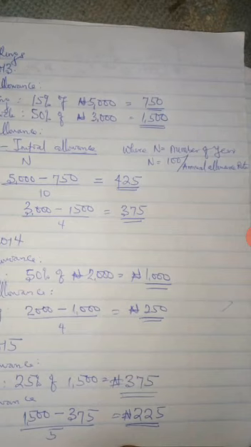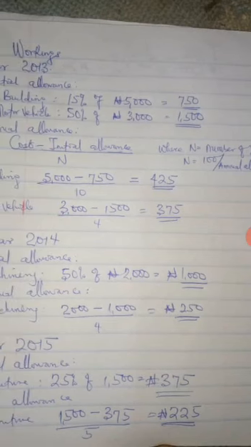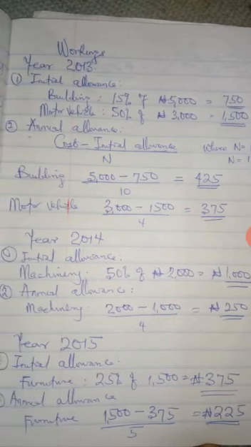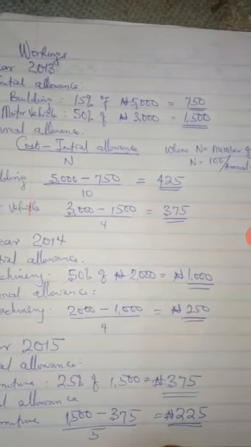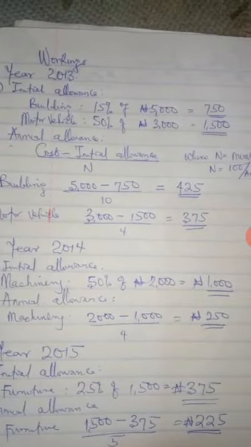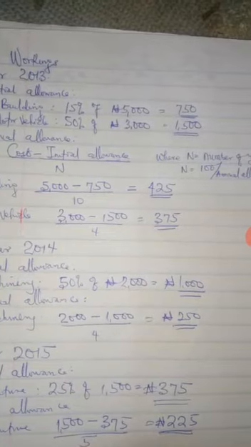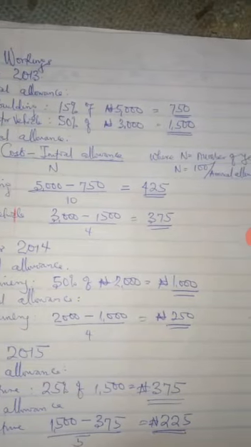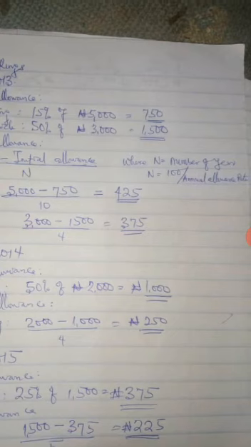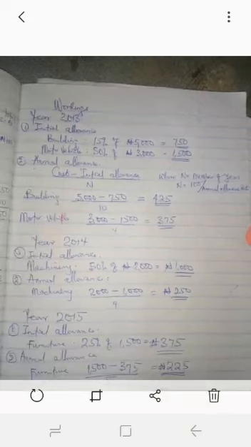N talks about the number of years the asset is going to be used before it gets its scrap value. So we're talking about N. Then the issue now is, yes, we know the cost and we know we have gotten the initial allowance. Then how do we get N? We get N by using the percentage 100. The percentage 100 will be divided by the annual allowance rate.